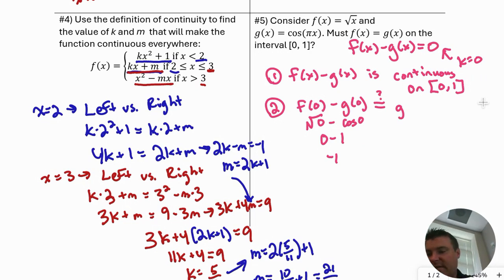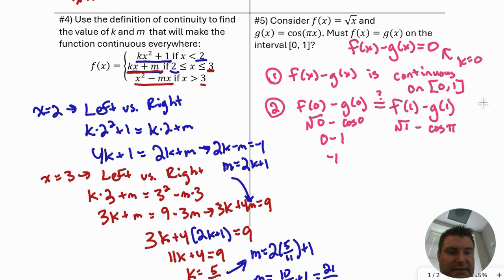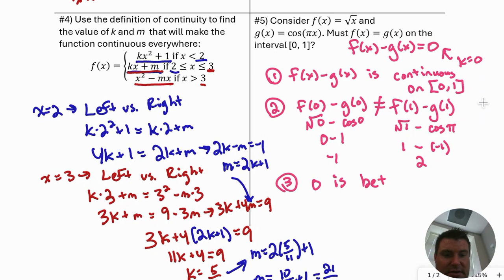Now, I'm going to compare that to, does this equal f of 1 minus g of 1? Well, that's going to be root 1 minus cosine of 1 times pi, which is pi. So root 1 is 1 minus cosine of pi, hopefully you know that, is negative 1, so I'm going to get 2. So are these equal? They certainly are not, so I'm going to put the does not equal sign right here. Step 3, k, which is 0, 0 is between negative 1 and 2.